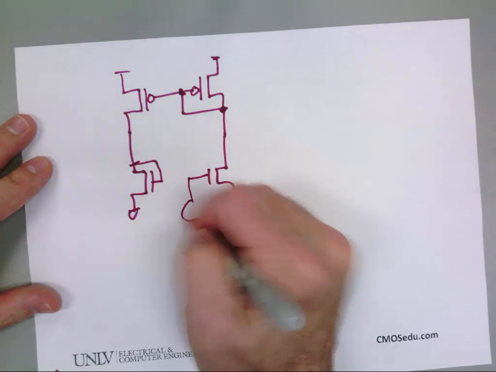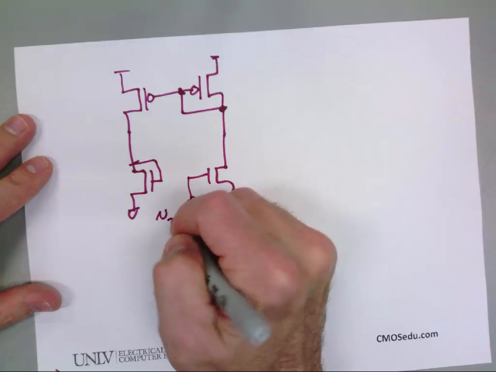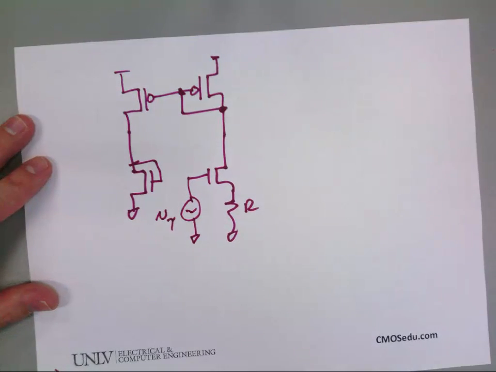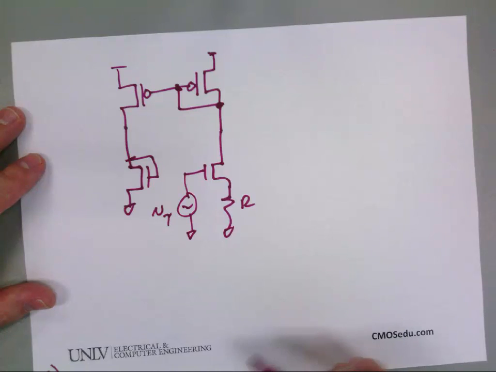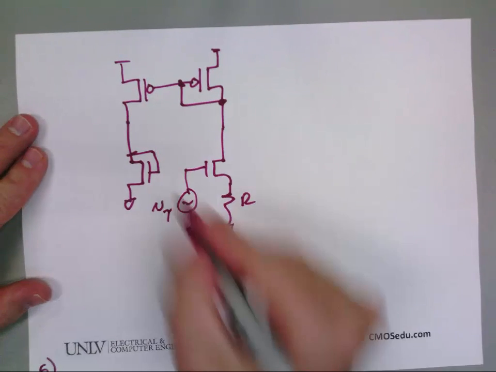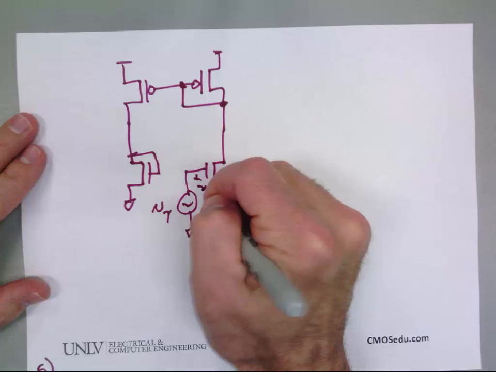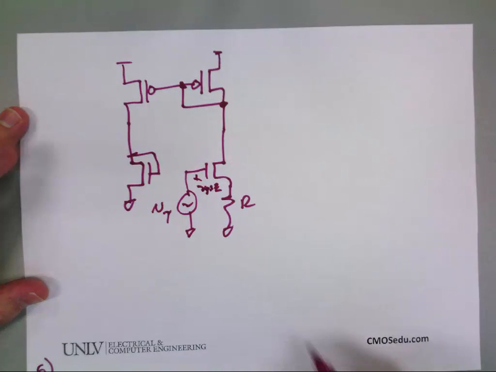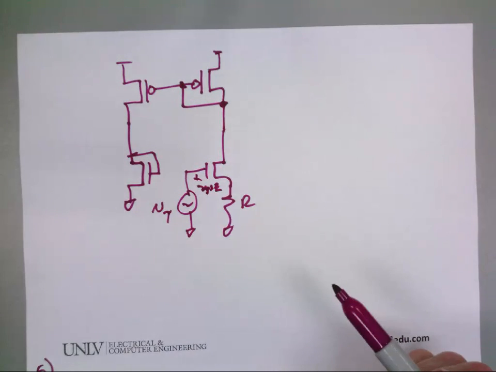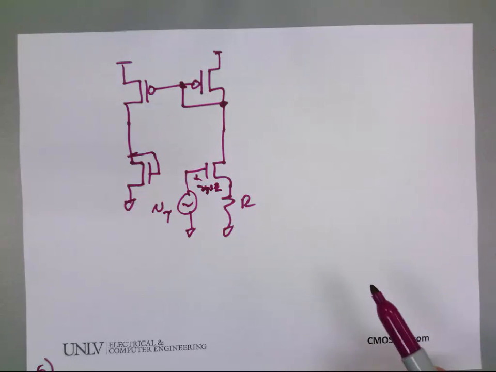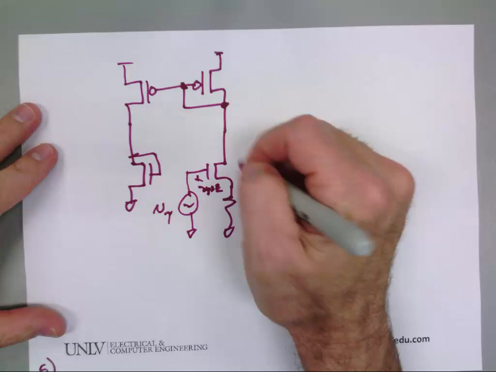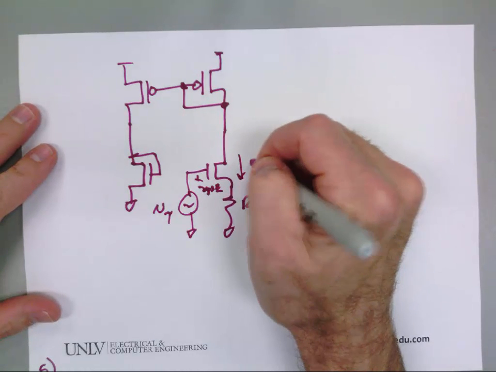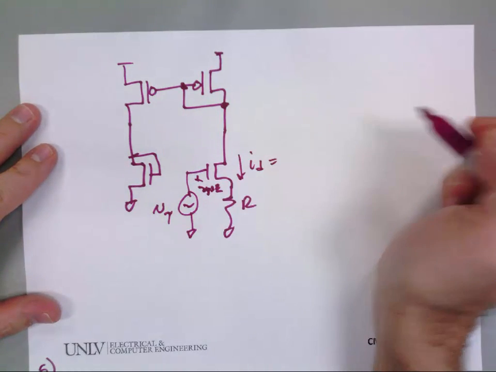I'm going to apply a test voltage here, our old friend VT. Okay, so first question. If I call this VGS2, does VGS2 equal VTest? No, it does not. But if I call the current that flows in here ID, what can I say about ID?